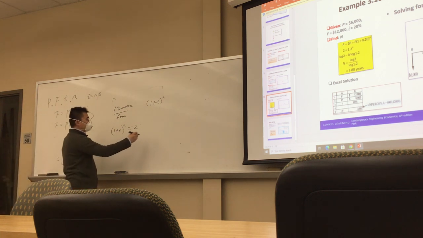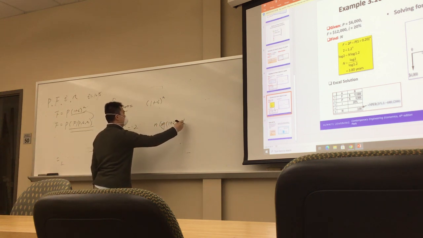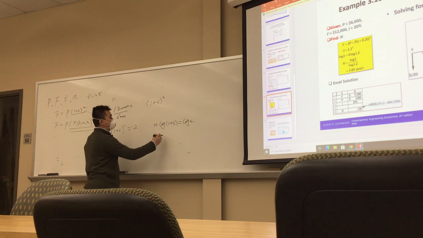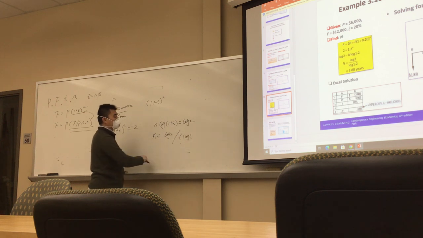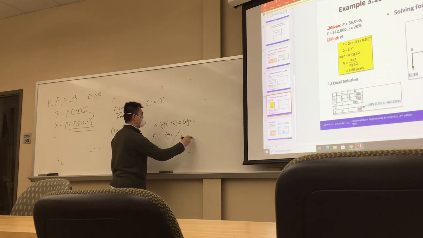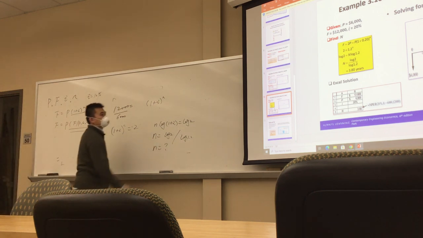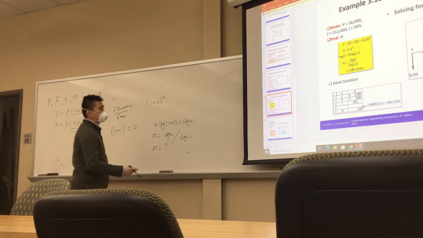Correct? And then n log of 1 plus I equals log 2. Correct? And then n will be equal to log 2 divided by log of 1 plus I, where I is 20%. That is log 1.2. Correct? Then n is equal to how much? So it's how much? 3 years, right? 3.8.